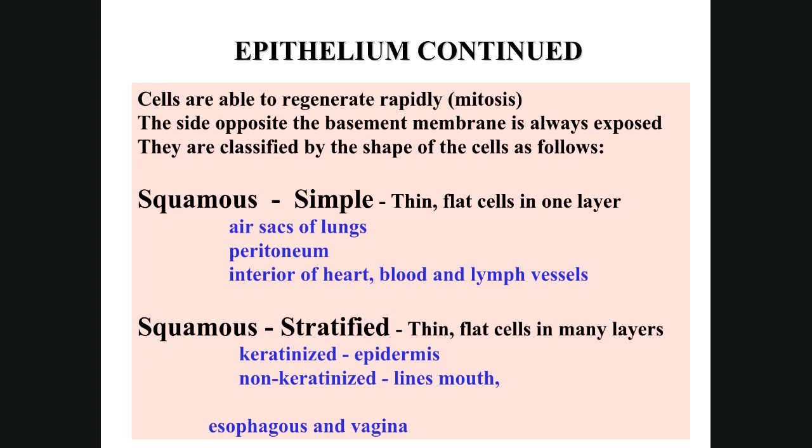The stratified squamous means that the cells are flat. That's what squamous means, but they're many cells thick. And so that means that they are going to be maybe 5, 10, maybe even 30, 40 cells thick. The epidermis of your skin, the outer layer of your skin, is stratified squamous epithelium. And the outer layers are actually dead, and they fall off of your body all the time and literally create most of the dust in your house.